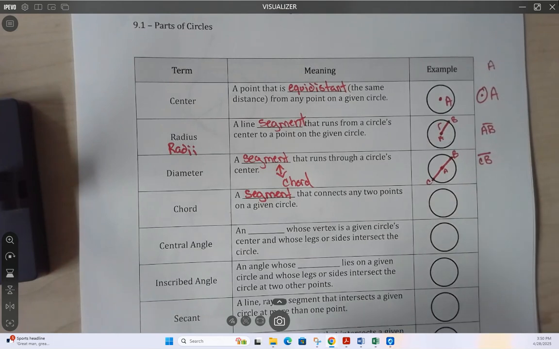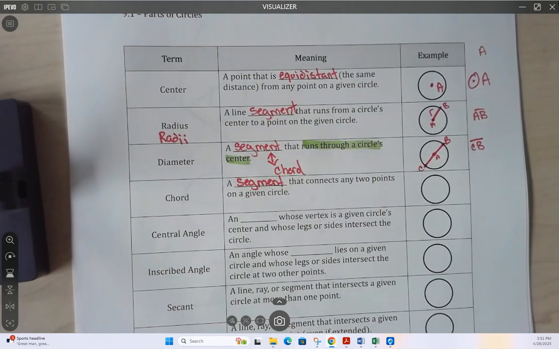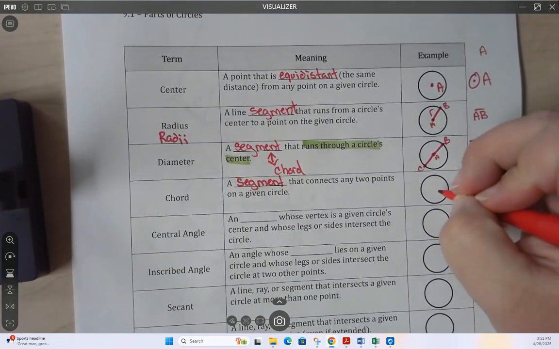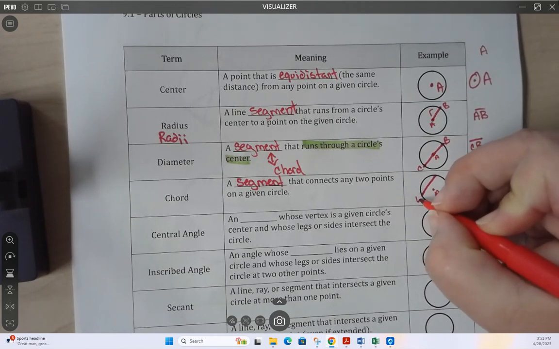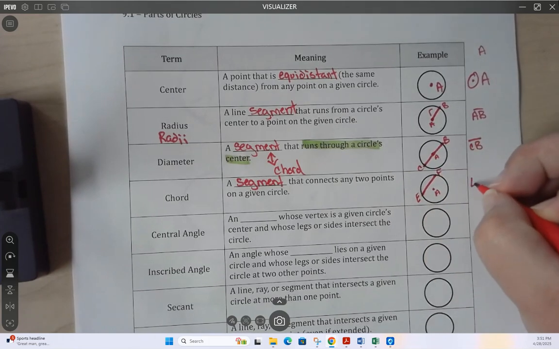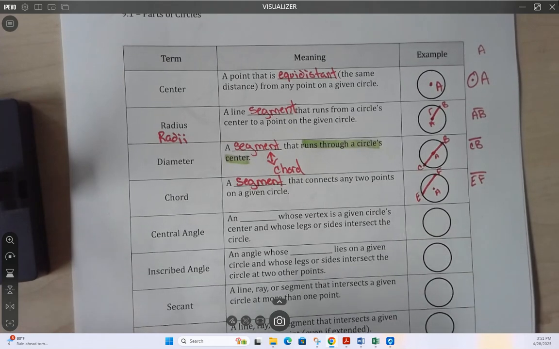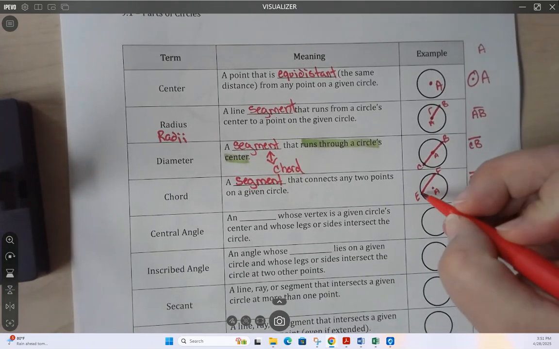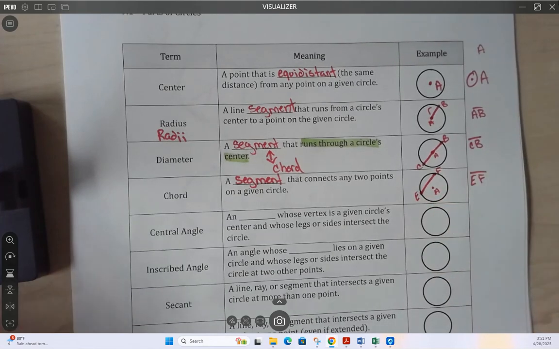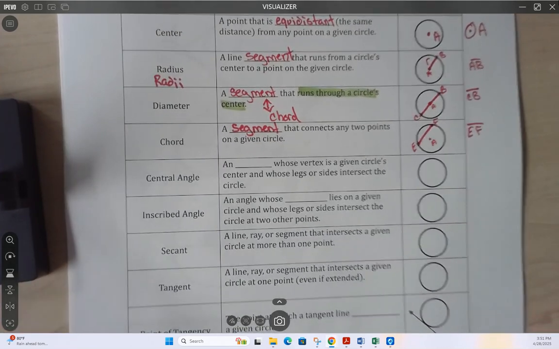What makes the diameter special is that it runs through the circle center. A chord on its own does not have to. Again, if this is circle A and that's the center, I can have chord EF. It is a perfectly fine chord, but it is not a diameter like CV was before. It's still a chord because it's connecting 2 points on the circle, E and F, but it is not passing through point A. So those are mostly our segments.